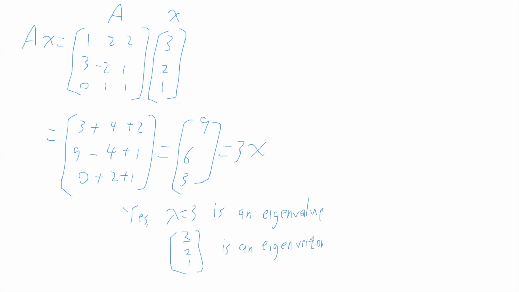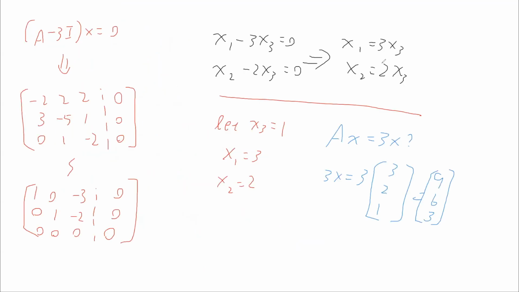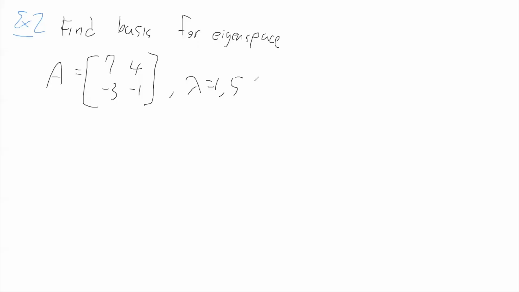Right? Now, of course, you don't have to use x3 equal to 1 to find your eigenvector. You can use -1, you can use 2. One thing you don't want to do is pick 0. If you pick x3 equal to 0, then everything is going to be 0, which is the trivial solution. And we don't want to use the trivial solution when we are looking for eigenvectors.